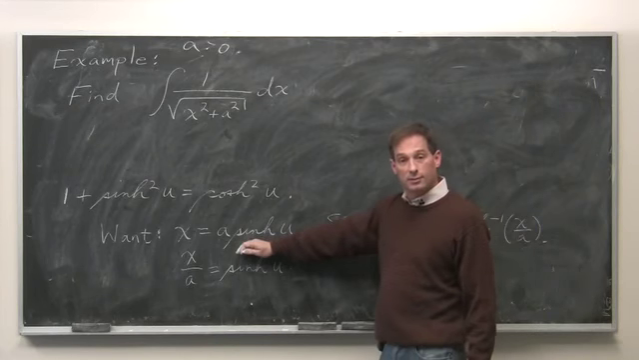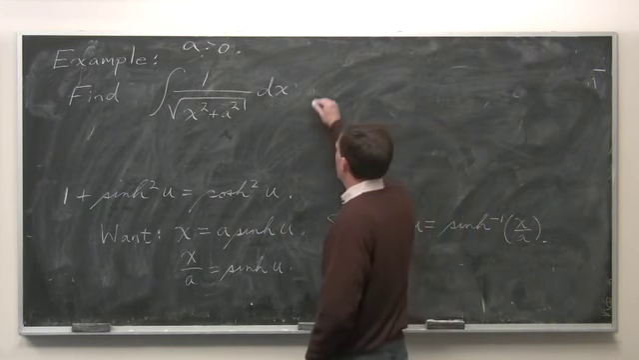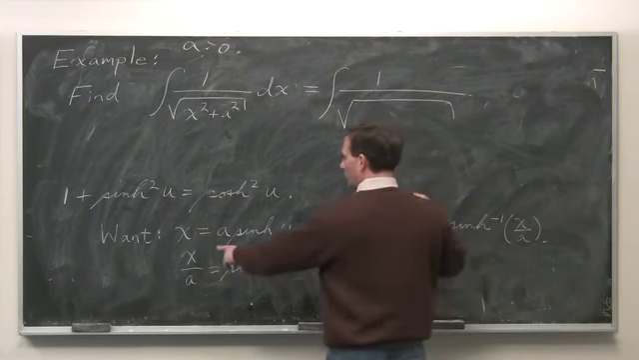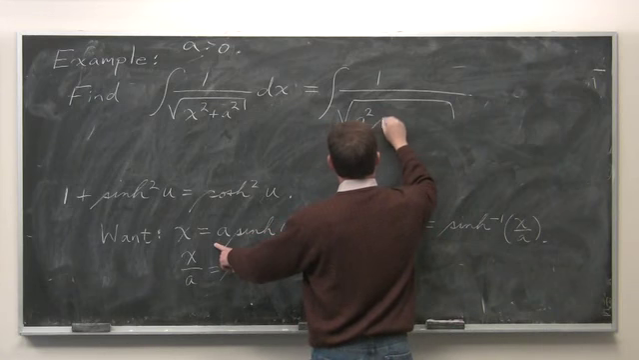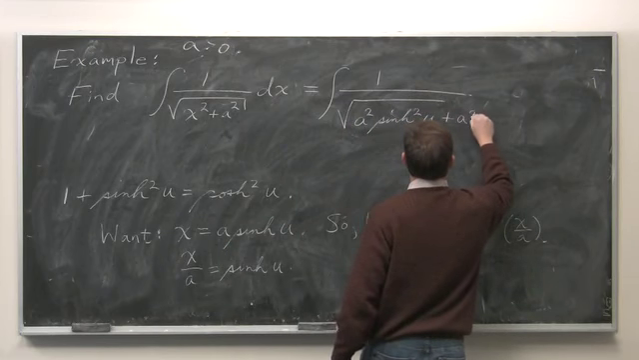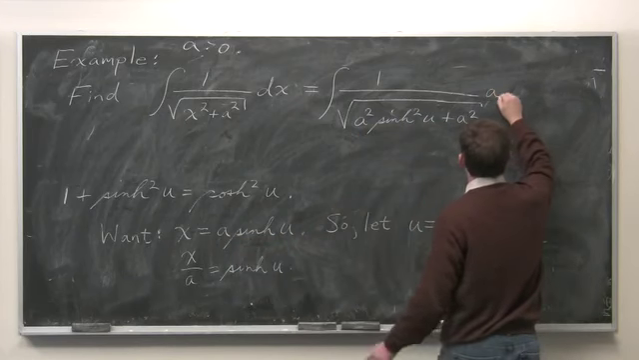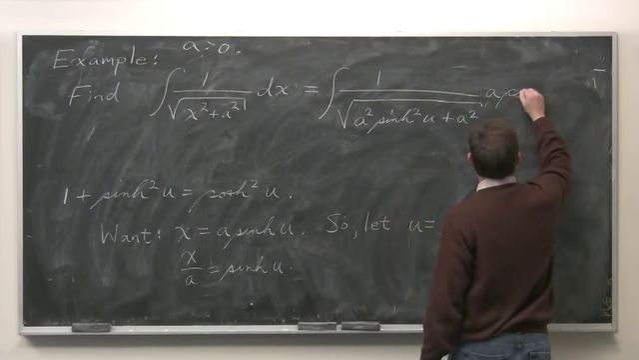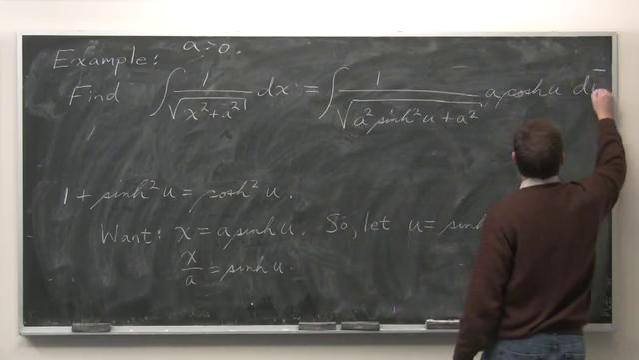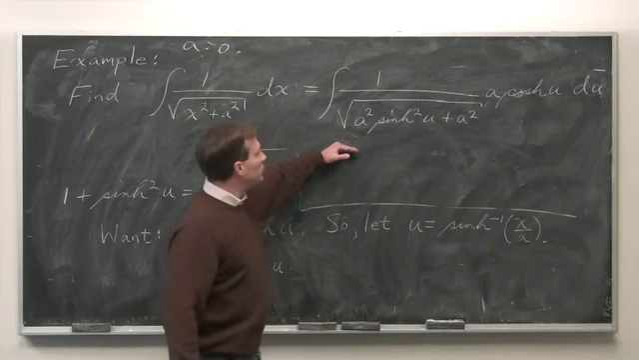But that means exactly this, that x is a hyperbolic sine of u. And so what do you get? Well then, you get that this becomes the square root of x squared is a squared hyperbolic sine of u squared, and then there's plus a squared. And dx is the derivative of this, so that is a times the derivative of hyperbolic sine, which is hyperbolic cosine of u, times du. So once you've made this substitution, this is what you get.